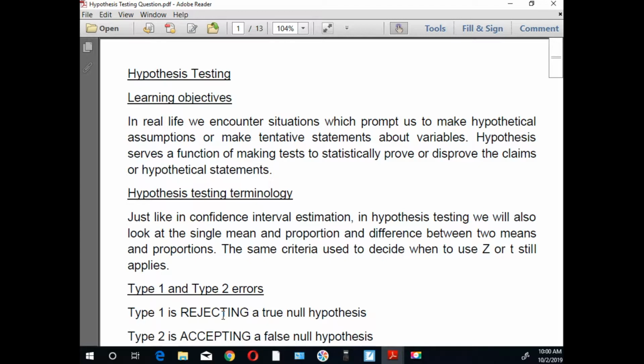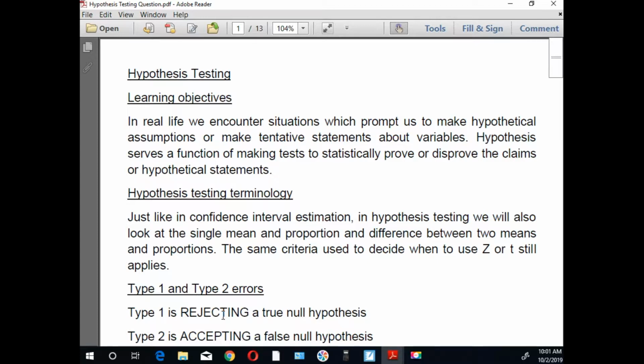Alright, we go on to hypothesis testing. So it's similar to what we were doing in interval estimation. The basics are the same, knowing when the population standard deviation is known and when it is unknown. In real life we encounter situations which prompt us to make hypothetical situations or tentative statements about variables. Hypothesis testing serves the function of making tests to statistically prove or disprove these claims or hypothetical statements.